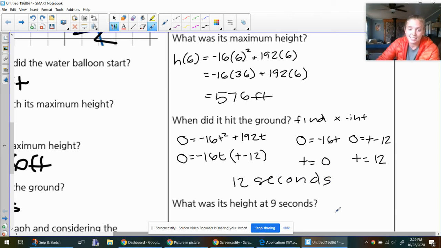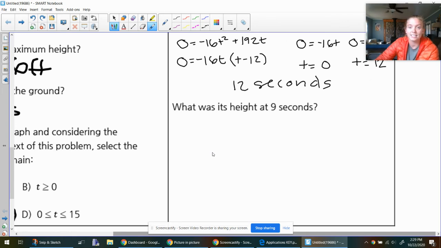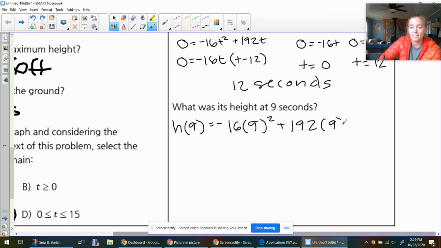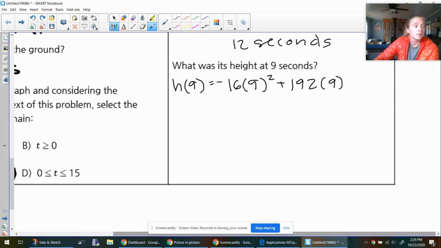The last question in this set is what was its height at 9 seconds? To figure out a height at any given number of seconds, we are just going to sub the number of seconds into our equation. Negative 16 times 9 squared plus 192 times 9. When we evaluate that, we have h of 9 equals 432. So at 9 seconds, the height is 432 feet.